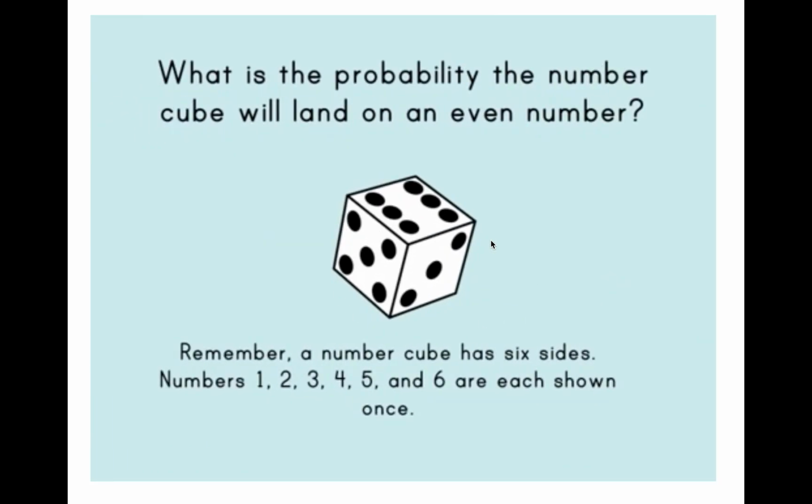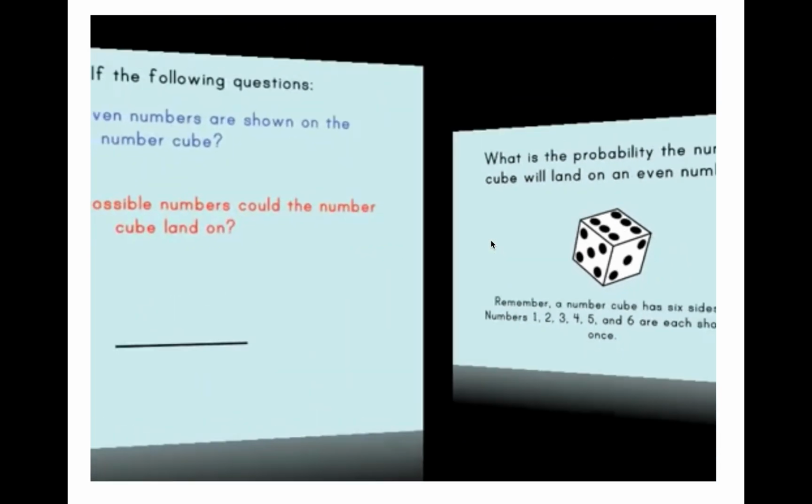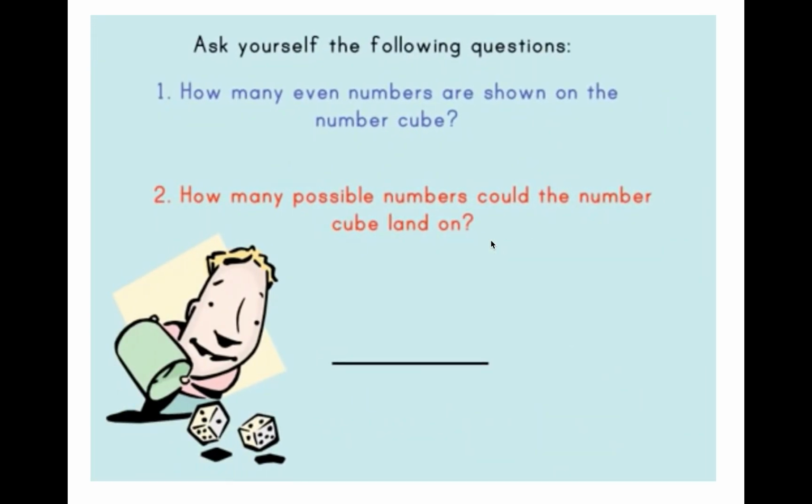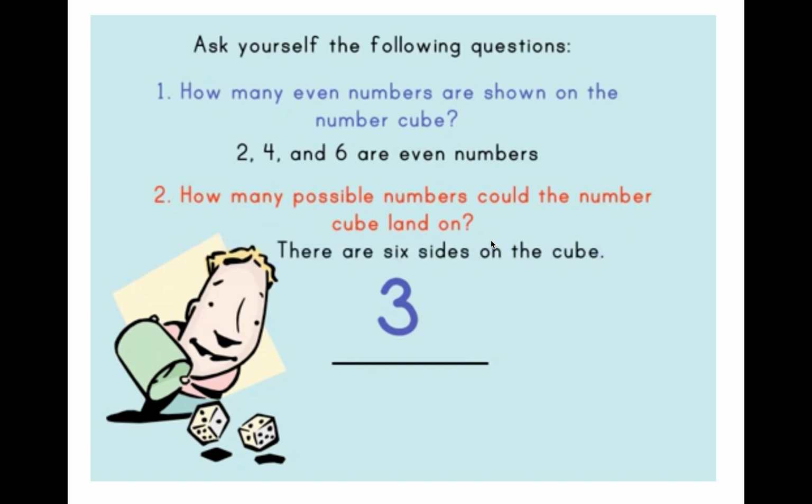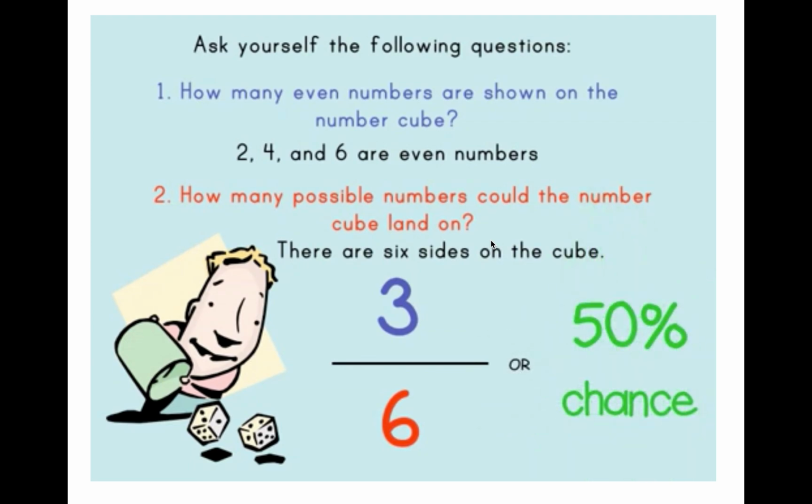What is the probability that this number cube will land on an even number? Remember, a number cube has 6 sides, and numbers 1 through 6 are each shown once. Let's begin by asking a few questions. First, how many even numbers are shown on the number cube? Well, 2, 4, and 6 are even numbers. So, 3 even numbers are shown on the number cube. Second, how many possible numbers could the number cube land on? Well, there are 6 sides on the cube, so there are 6 possible numbers the number cube could land on. This means the probability of the number cube landing on an even number is 3 out of 6, or a 50% chance.